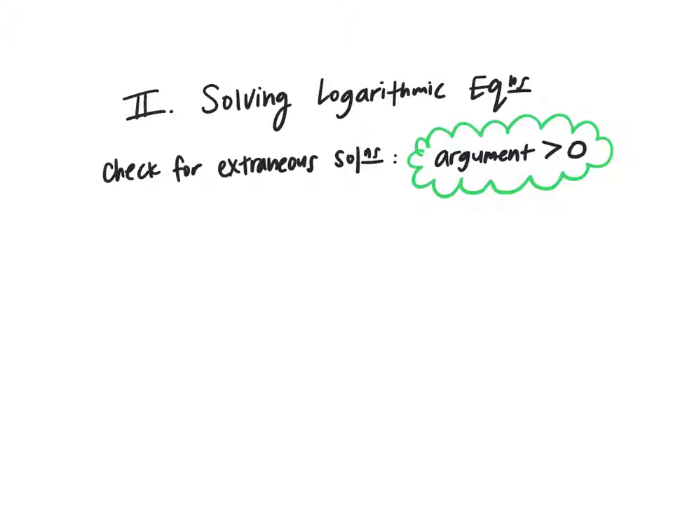So for logarithmic equations, you need to check for extraneous solutions. Whatever your answer is, if you plug it back into the original equation, it must make your argument be positive. So again, the argument is everything inside of the logarithm, right?